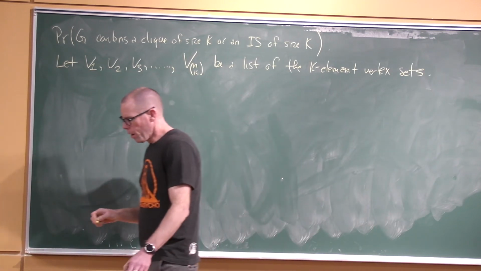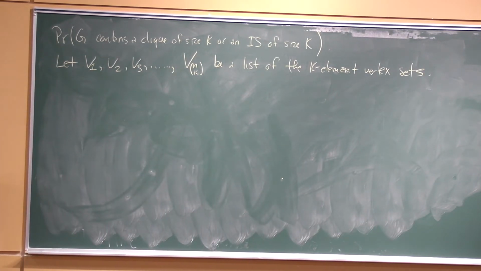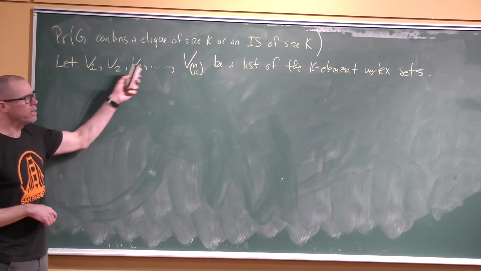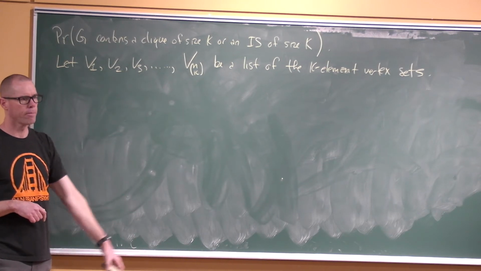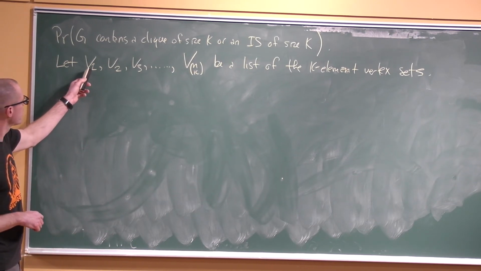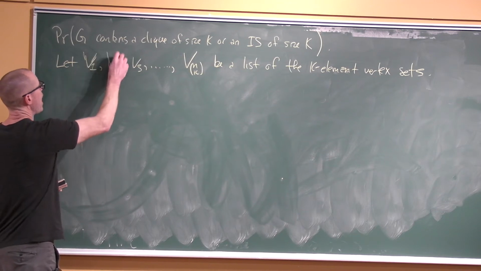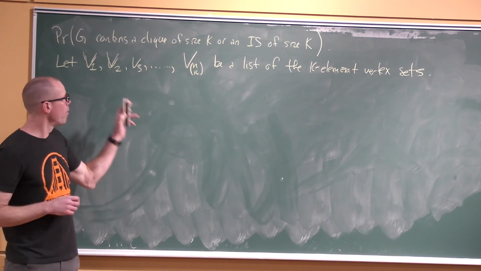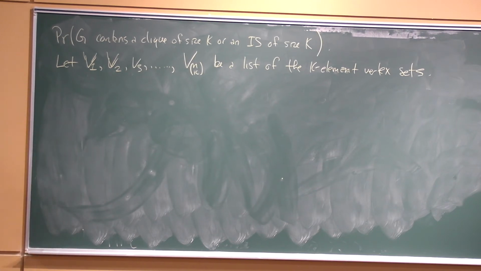So for all the n vertices in my graph, let me write out the list of all the subsets of size k. It's a huge list, right? N choose k. So what have I figured out? Well, for each of these, this is a big V. It's a set consisting of k vertices. So for each of those, the probability that it forms a clique or an independent set is less than this.